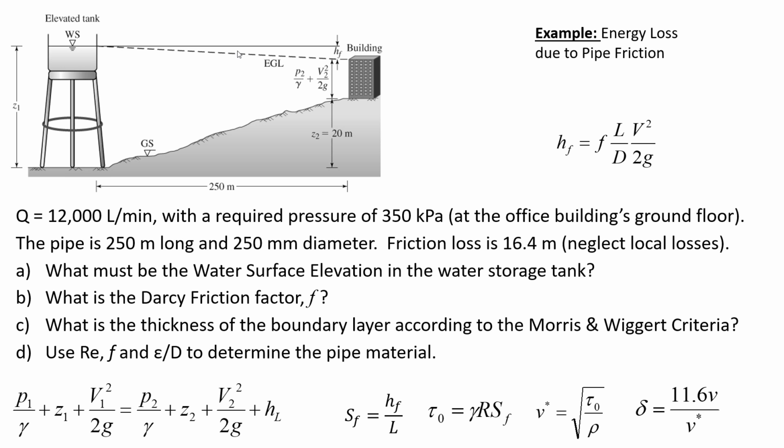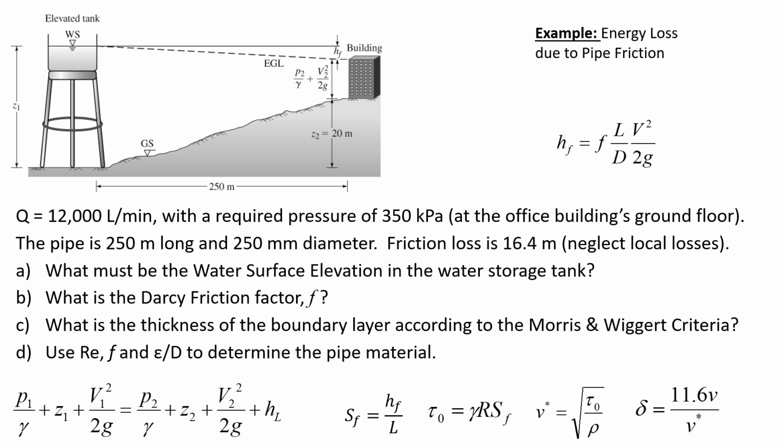Okay, what is P2, the required pressure at the building? This is the 350 kPa. What is that the same as? Anybody know what a Pascal is? Newton per meter squared. Good. Newton per meter squared is a Pascal. So when we say 350 kPa, we could also say 350 kilonewtons per meter squared.